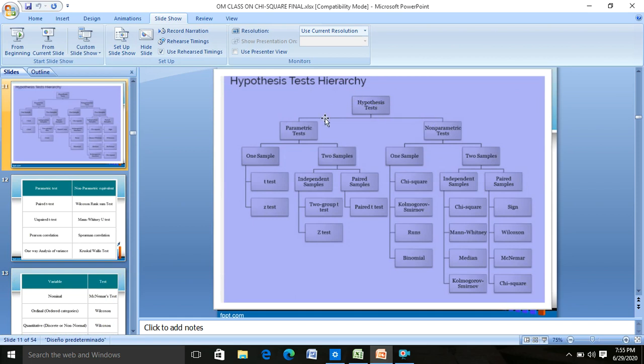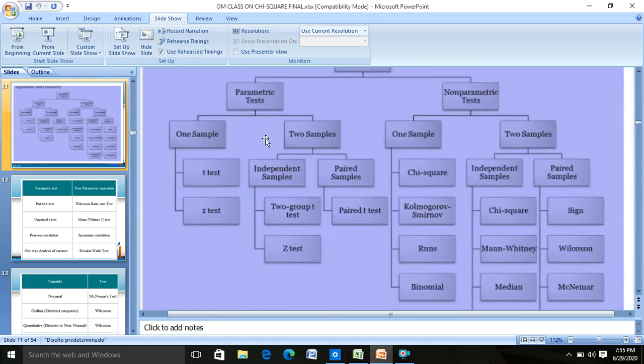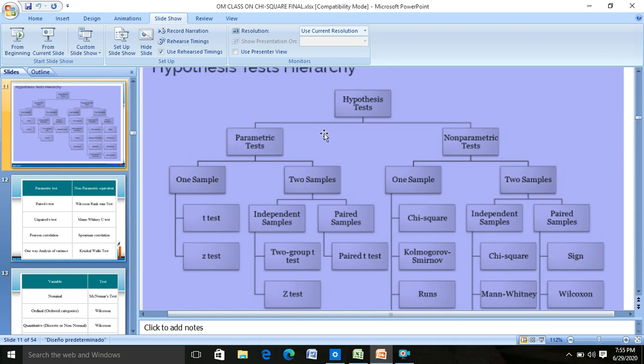Hypothesis test hierarchy. Hypothesis tests are of broadly two types, parametric test and non-parametric test. Parametric tests are further of two types, one sample test and two sample test. Let me remind you, hypothesis testing can be broadly of two types, parametric and non-parametric. A hypothesis test is meant to see whether the difference or the comparison you have already done via the central tendency or dispersion is significant or not.